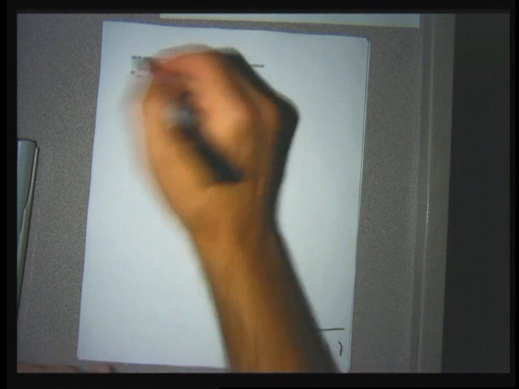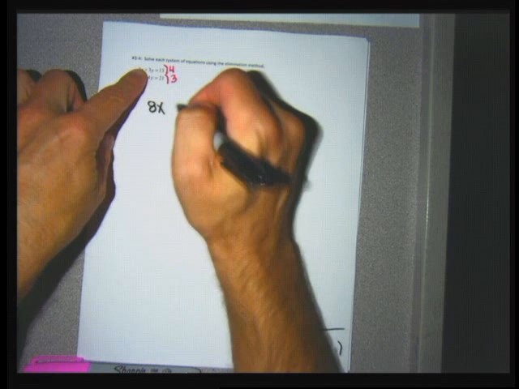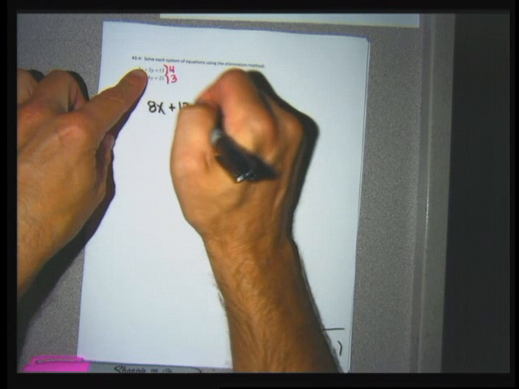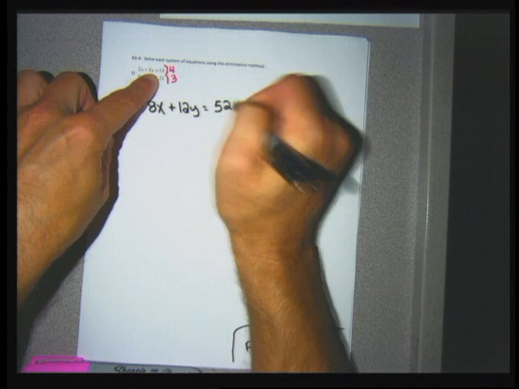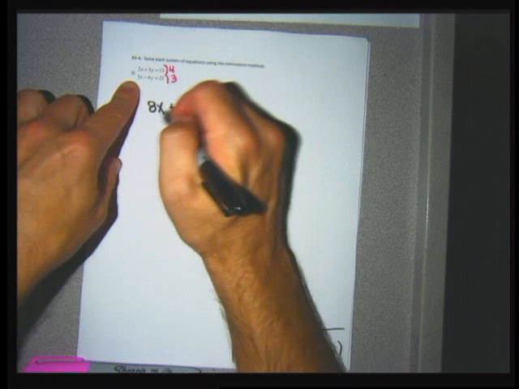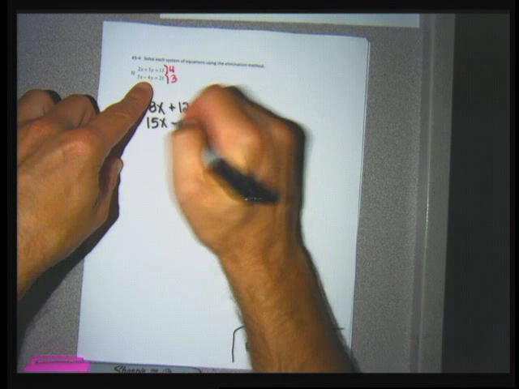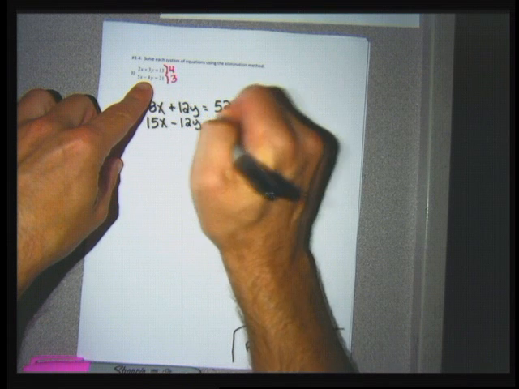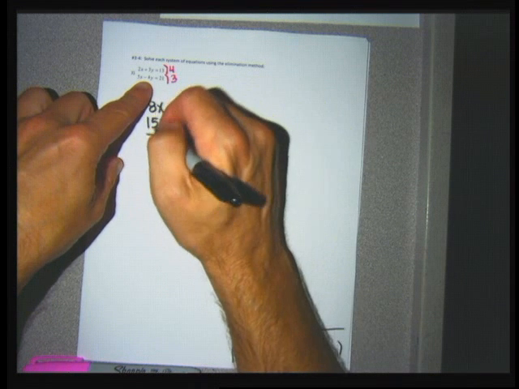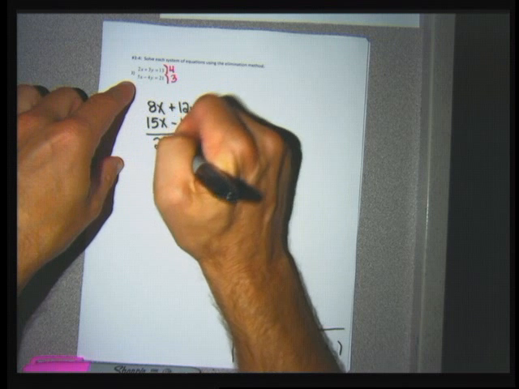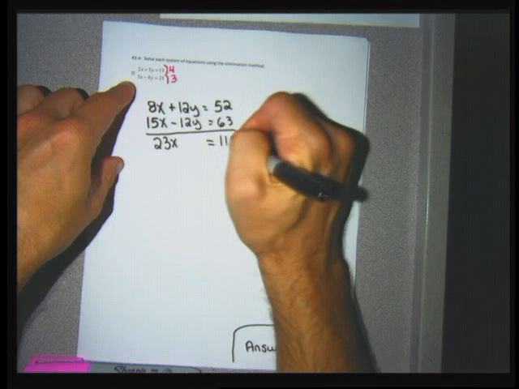So multiplying the top by 4, I go 4 times 2x and get 8x, 4 times 3y and get positive 12y, and 4 times 13 I think is 52. And then in the bottom equation, 5x times 3 is 15x, minus 4y times 3 is minus 12y, 3 times 21 is 63. Now when I add the equations together, 8x and 15x is 23x. The y's I set up to eliminate or cancel, and then this adds up to 115.